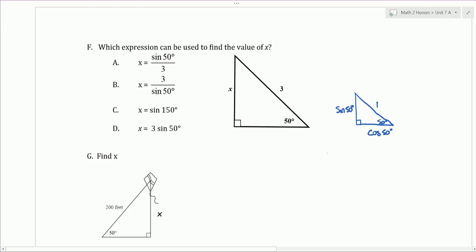So I'll say sine of 50 degrees over 1 is equal to x over 3. And then we want to solve for x because all our answer choices are solved for x. So if I cross multiply, I end up with x times 1 is equal to 3 times the sine of 50 degrees. And then if I look at my answer choices, I see part D I want to go with. Part C, please don't do that. You cannot multiply the 3 times the 50 to get 150. C would be wrong.